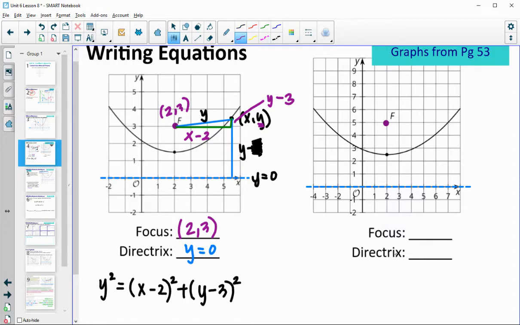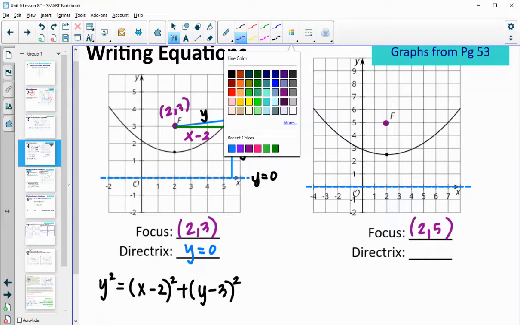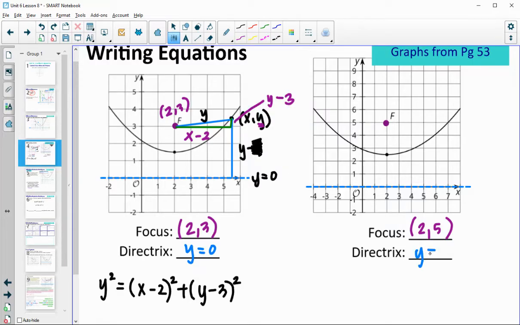All right, so then we should be able to do the same idea over here. The focus is the point (2, 5). The directrix is the line y = 0. So if we just pick any point on this parabola, label it (x, y). The distance to the focus is going to be the same as the distance down to the directrix.